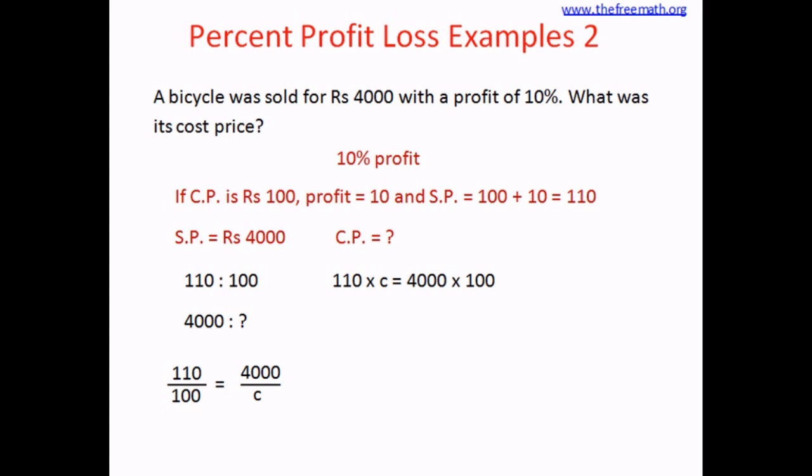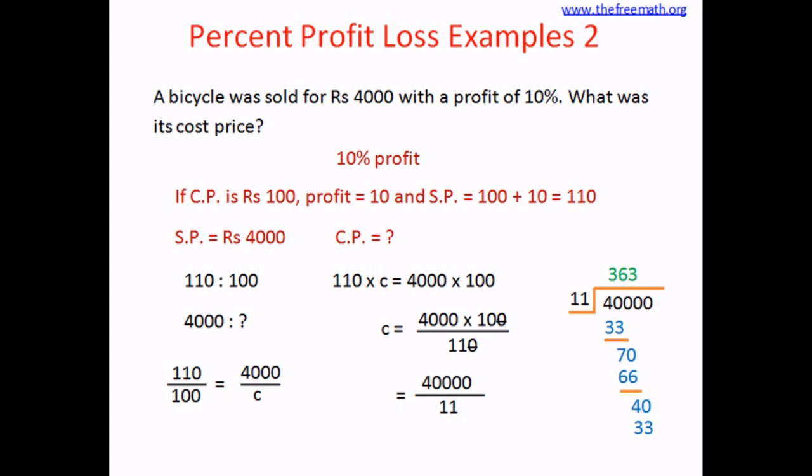Let's divide both the sides by 110. So you get 4,000 multiplied by 100 divided by 110. Let's cancel out 1 0 from the numerator and 1 from the denominator. So you have 4,000 multiplied by 10, which is 40,000, divided by 11. So now we need to divide 40,000 by 11.